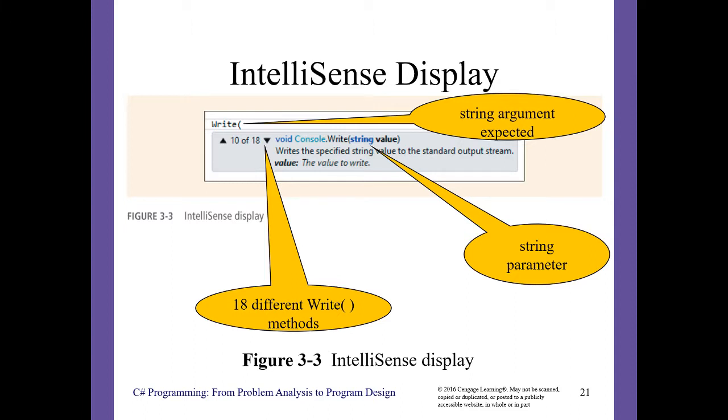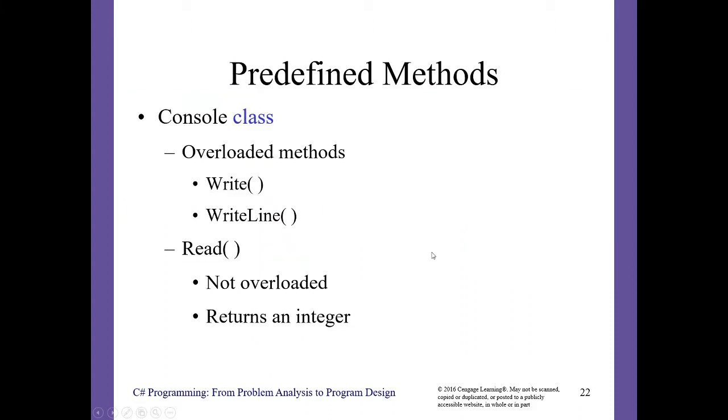For example, if we look at the write method in the console class, it says there are 18 different possible ways that we could call the write method. One of those ways says we would pass a string in, and that would be displayed on the console. We could use these arrows to look through all of the different formats that are available for the write method to see what all of the different overloads are.